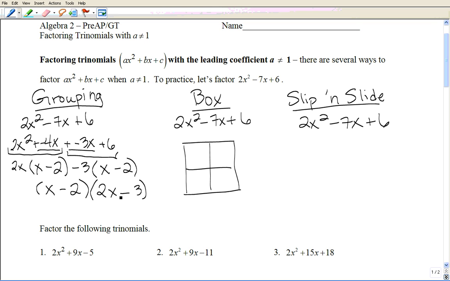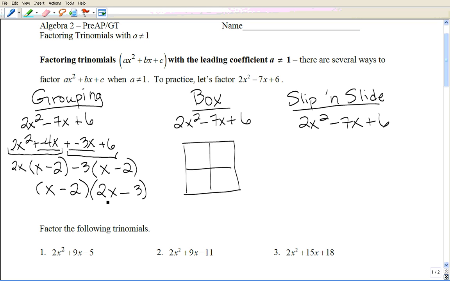It doesn't matter which order you want to write them in. Usually I'll put the factor first that has a coefficient greater than 1. But this is fine, and I would accept that as correct. So there's one way you can do it.